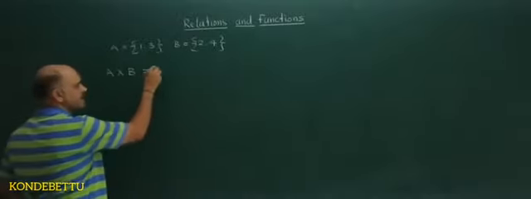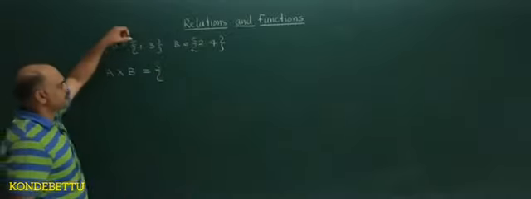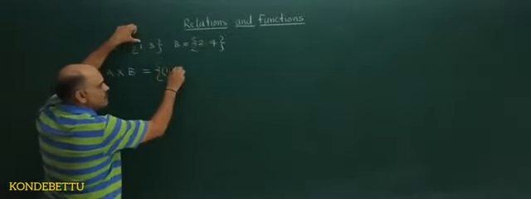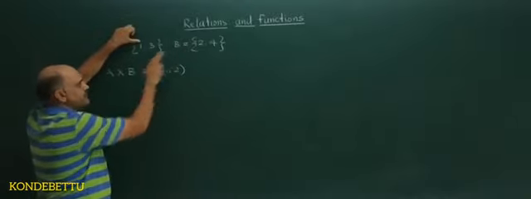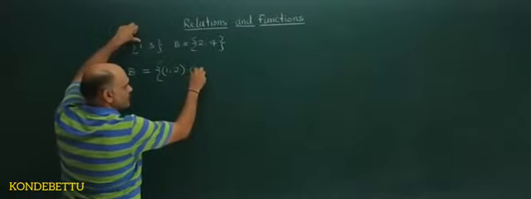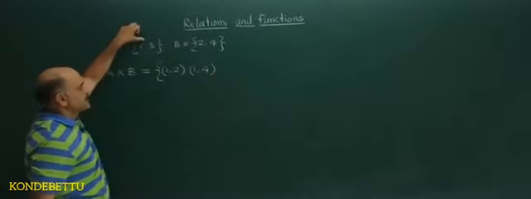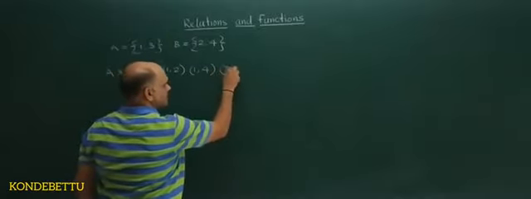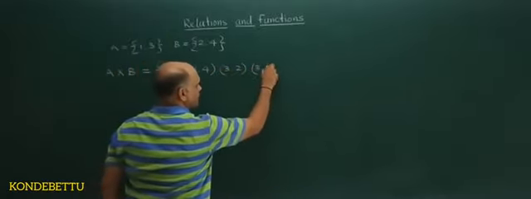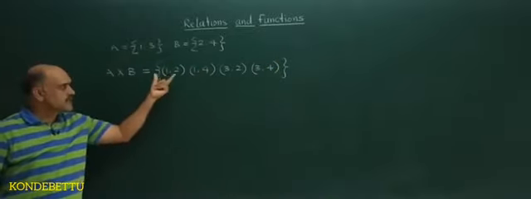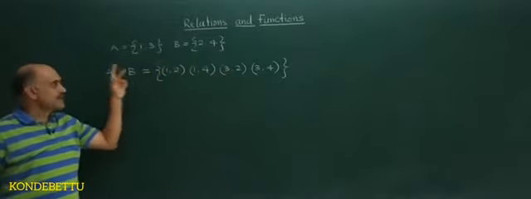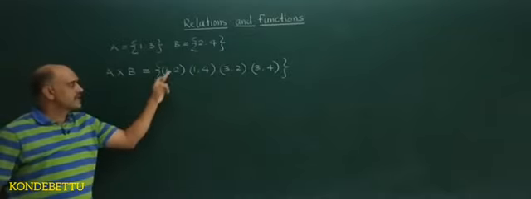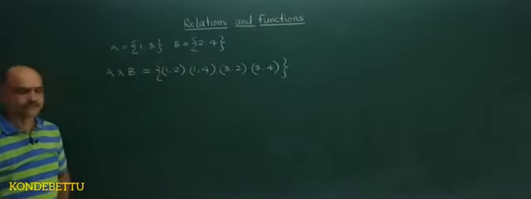A cross B will be equal to, you will have ordered pairs (1, 2). The first element should be from A, the second element should be from B. Similarly (1, 4). Then if I take (3, 2) and (3, 4), you will have these elements in A cross B. These are called ordered pairs, where the first element is from set A and the second element is from set B.